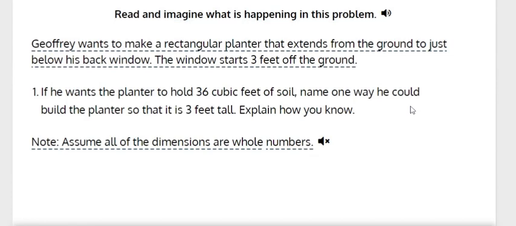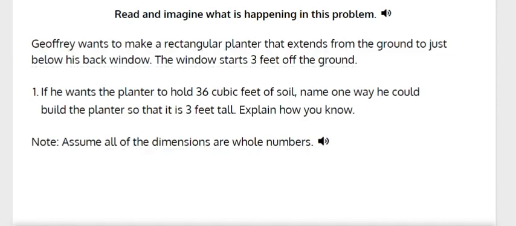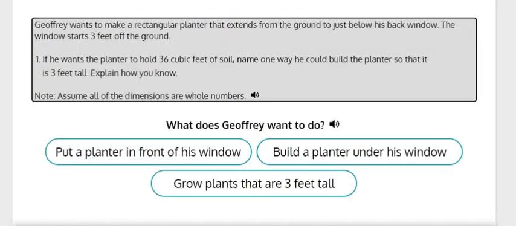Jeffrey wants to make a rectangular planter that extends from the ground to just below his back window. The window starts 3 feet off the ground. 1. If he wants the planter to hold 36 cubic feet of soil, name one way he could build the planter so that it is 3 feet tall. Explain how you know. Note, assume all of the dimensions are whole numbers. What does Jeffrey want to do?